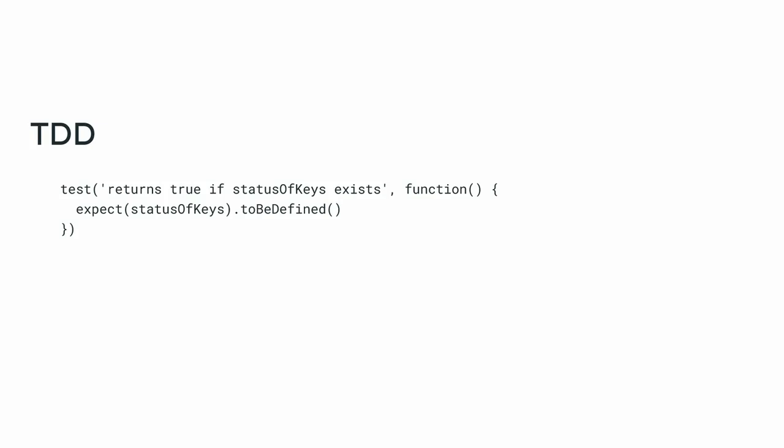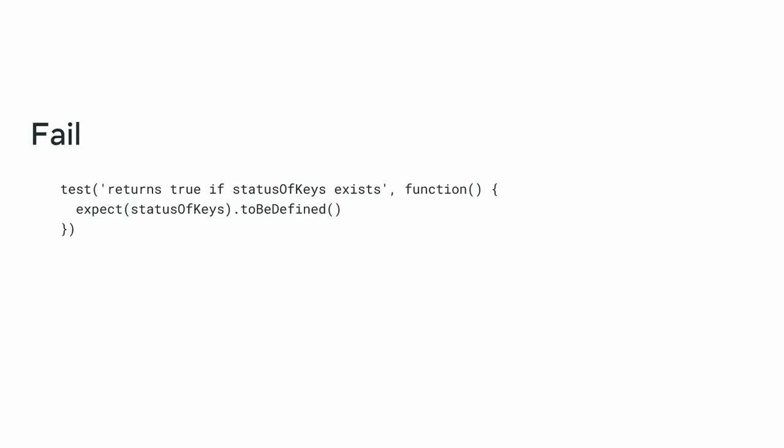Next, you run your test. The test fails because there's no status of keys function declared. The logic of your test code is, expect that the function status of keys exists. In your source code, you declare a function named status of keys. You run the test again. It checks if there is such a function and it confirms it exists, so the test passes.